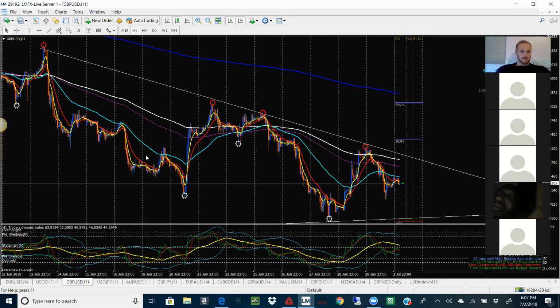Going down. Let's see. Short-term trend line here. That trend line right there. It's going in and out of the EMAs. Go to the 15-minute real quick.